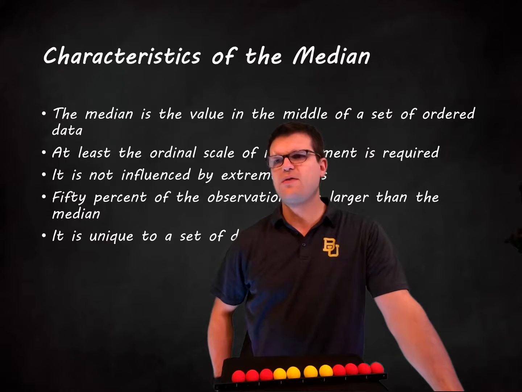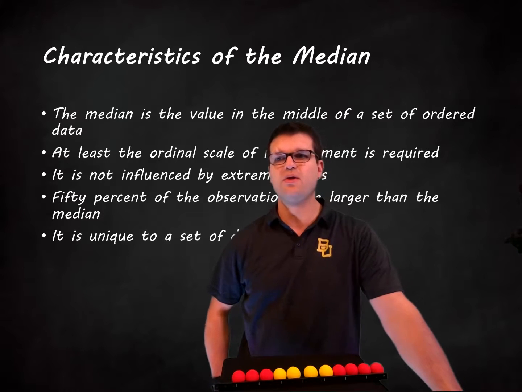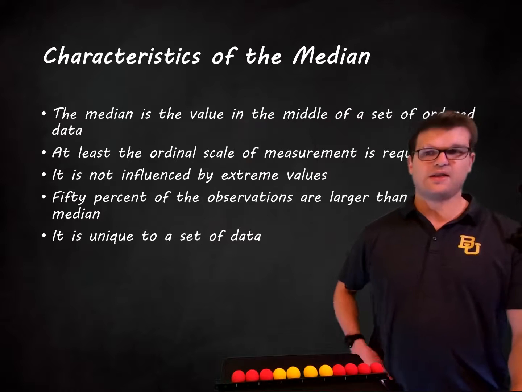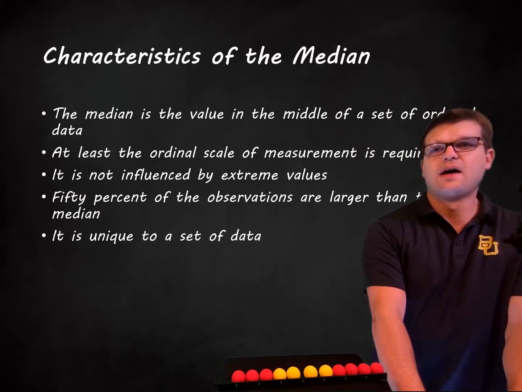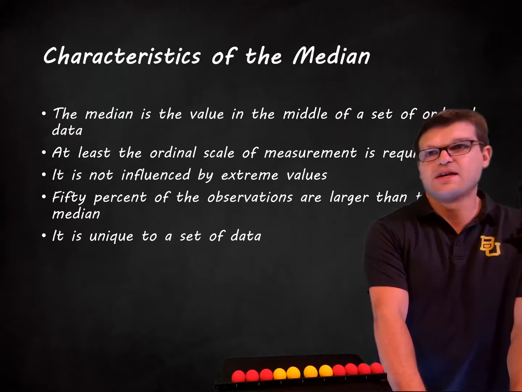So 50% of the observations are above the median and 50% are below the median. And also it's unique to that set of data. So those are the characteristics of the median. Also, when you pay attention to the formula sheet, you'll notice what you can do with the median, the mode, and the mean.